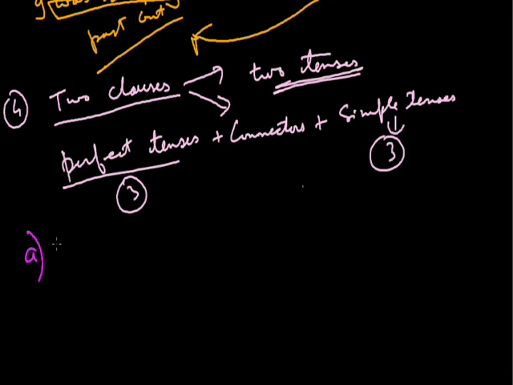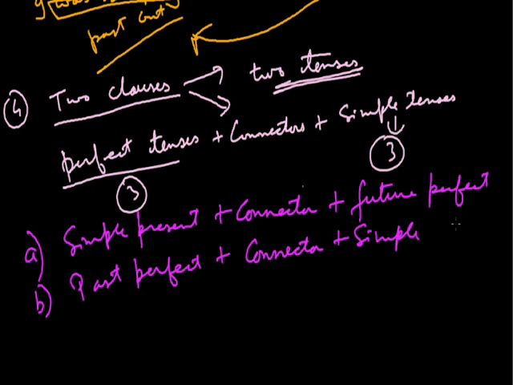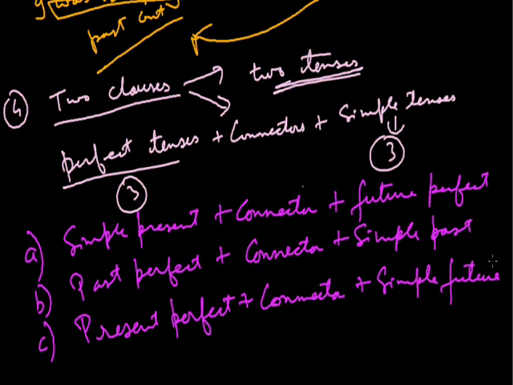First of all, we'll start with simple present joined by some connector, then future perfect. The next one, past perfect plus connector plus simple past tense. And the third one, present perfect plus connector plus simple future tense.